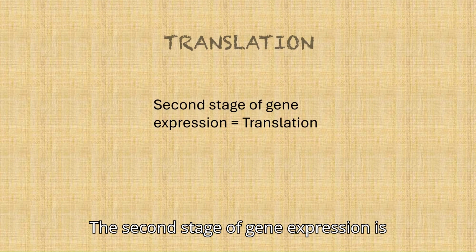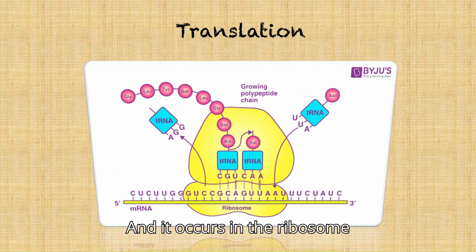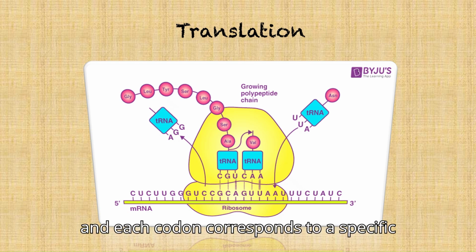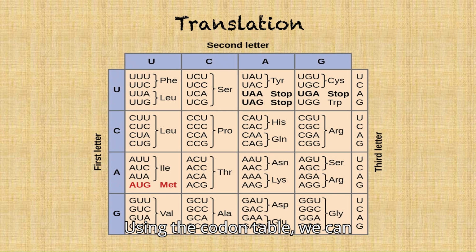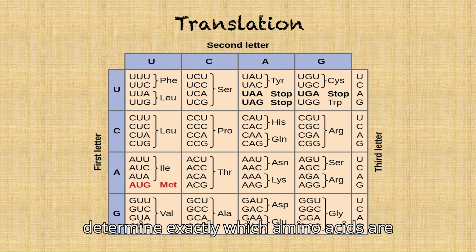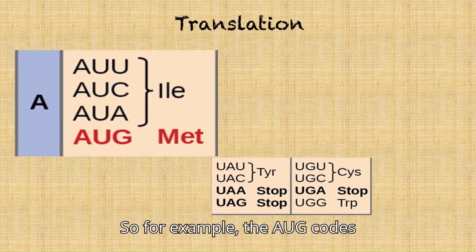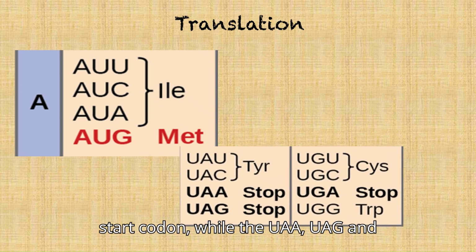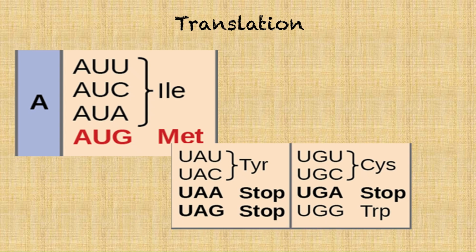The second stage of gene expression is known as translation, and it occurs in the ribosome, where the mRNA strand is read 3 nucleotides at a time. These 3 base units are called codons, and each codon corresponds to a specific amino acid. Using the codon table, we can determine exactly which amino acids are produced. For example, AUG codes for methionine, which is the universal start codon, while UAA, UAG, and UGA are stop codons, which signal the end of translation.